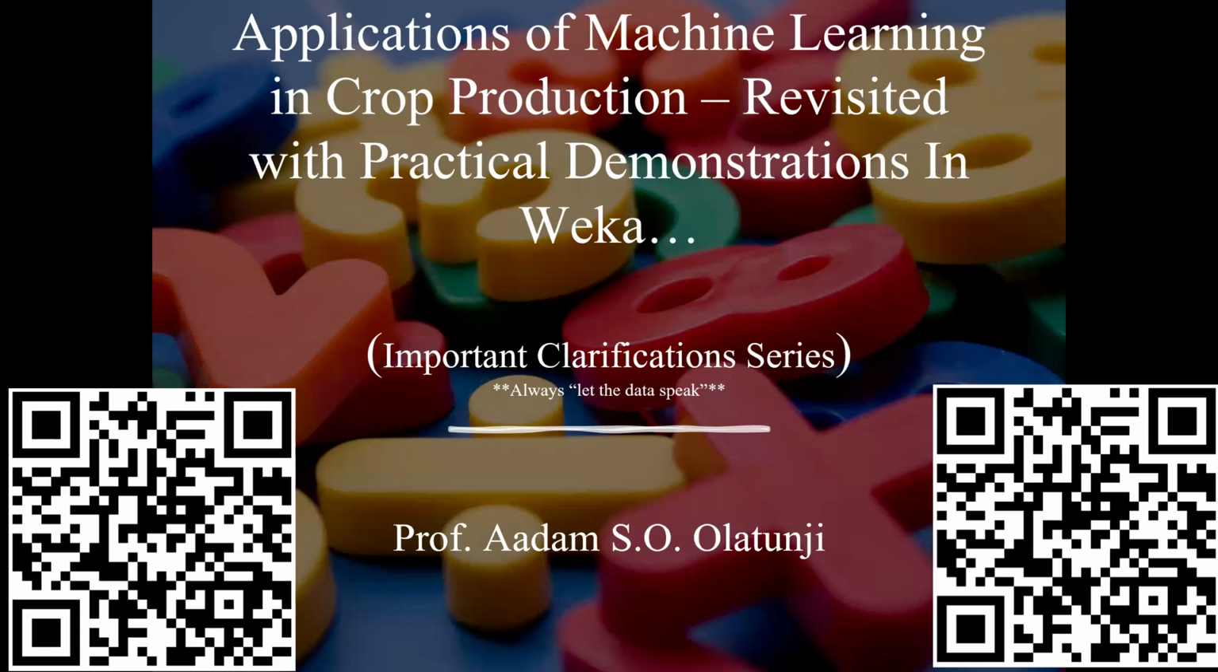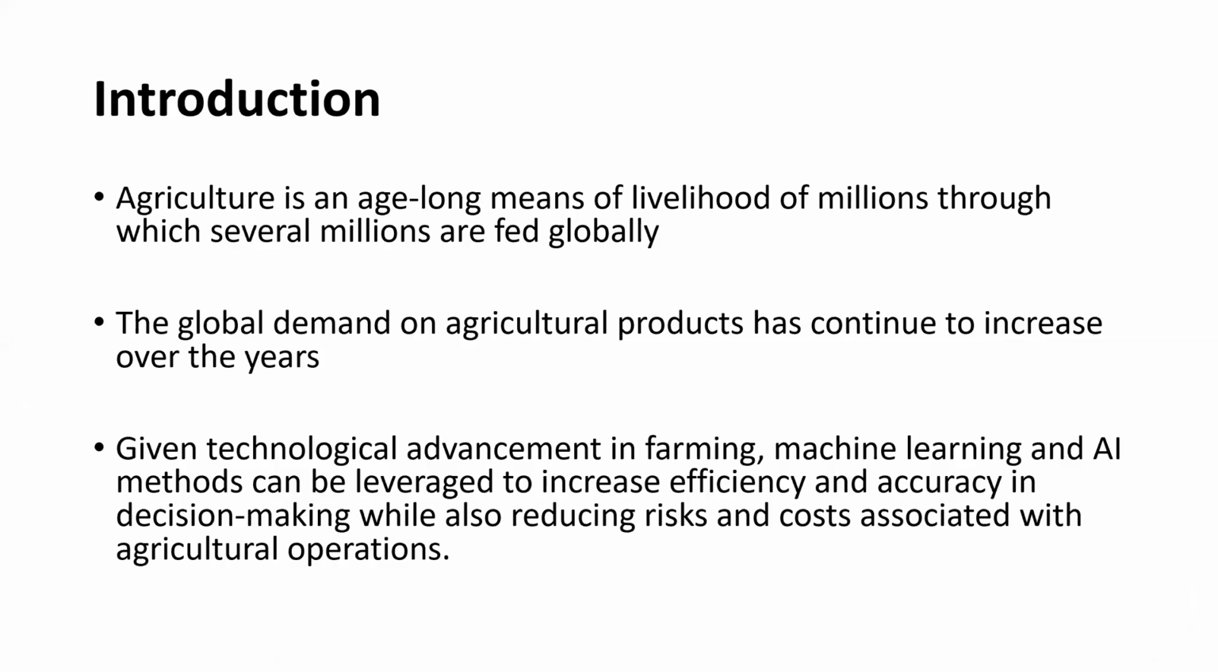So, on the revisiting of the practical demonstration in Weka on crop production: agriculture is an age-long means of livelihood of millions, if not billions of people. So you can't do without it. The global demand for agricultural products keeps increasing as the population also keeps increasing. And not only that, people with financial capability also want to eat many things at a time. So when they set up the table, there are so many varieties, which means more food is being consumed, even though some of it ends up being wasted. So how can we improve production without depleting the natural resources?